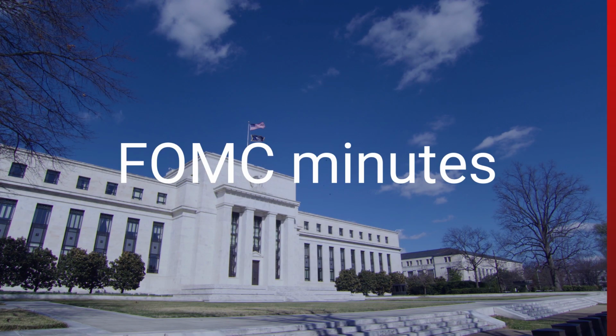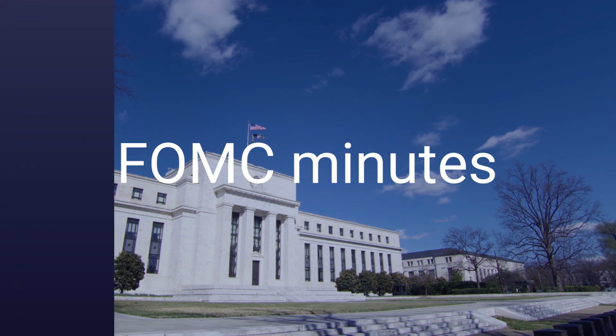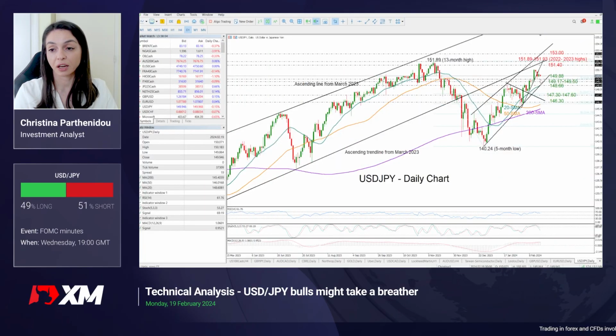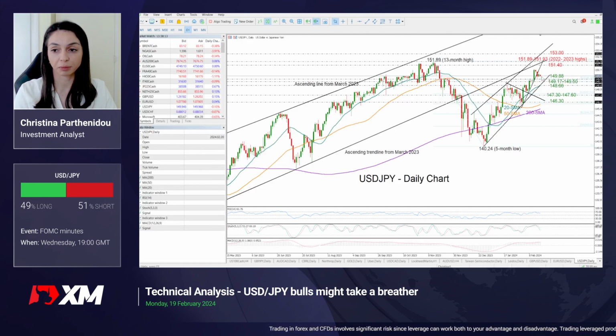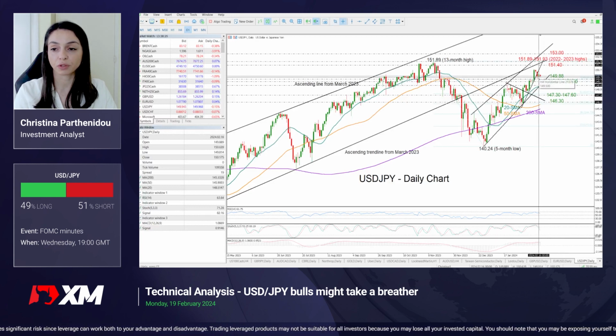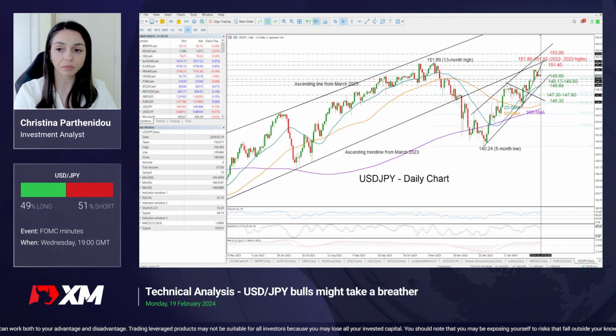So starting first with dollar yen and the FOMC meeting minutes. If the minutes show that more policymakers wanted an earlier rate cut, that could add pressure on dollar yen. However, the US economy has been quite resilient, and it has been mostly reducing the odds for an earlier rate cut so far. So if the S&P Global Business PMI figures come stronger than expected as well in February, that could help the dollar to resume its upward pattern.